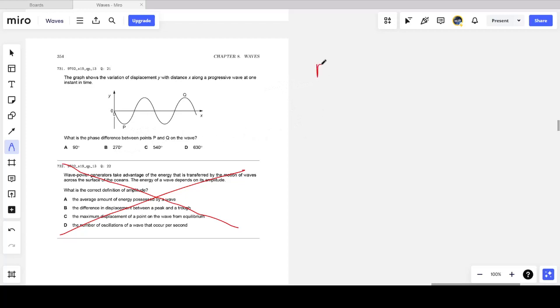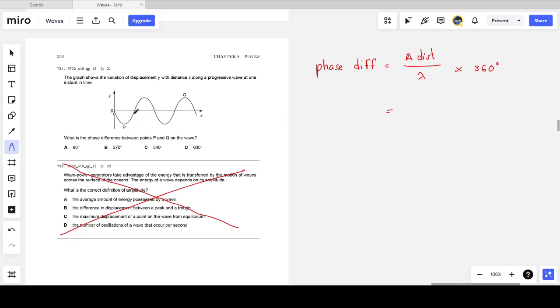Now remember, we've done phase difference before. So how do you do the phase difference? Well, look at those 2 points. Let's find the difference or the separation between these 2 points as a fraction of the wavelength. And we want to answer in degrees, so we multiply it by 1 cycle, 360 degrees.